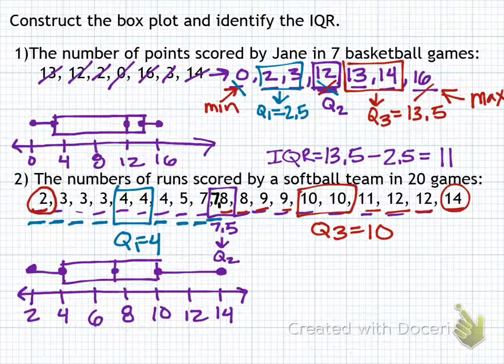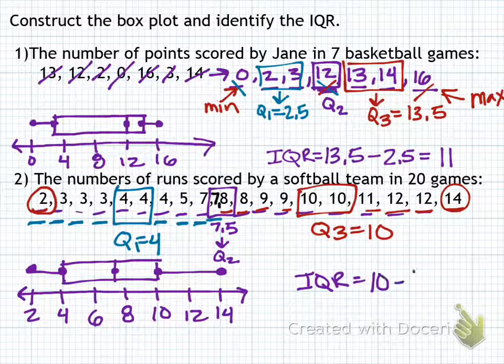All right, and then for this one, I could also find the IQR, right? Interquartile range is Q3 minus Q1, so 10 minus 4 here would be 6.